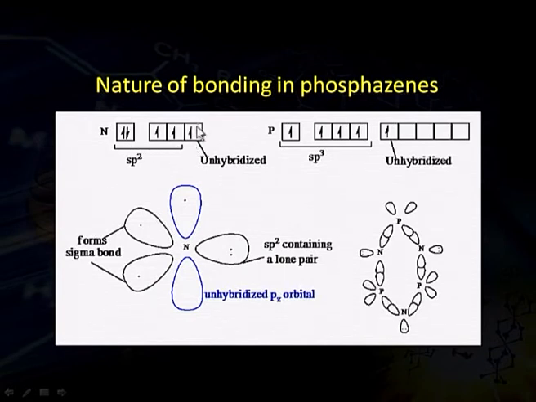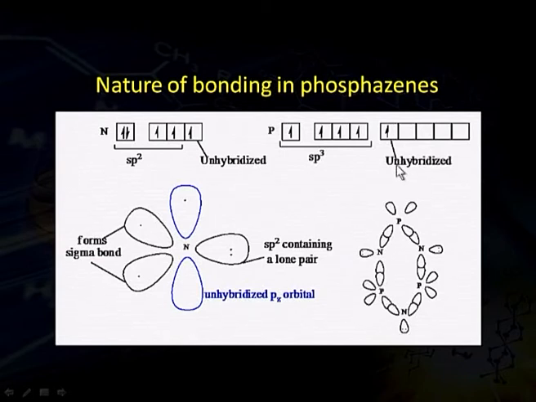Similarly, in phosphorus we can see the 5 valence electrons. The phosphorus also uses its d orbital system. The 4 electrons, the one in the s orbital and 3 in the p orbital, mix together to form sp3 hybridized orbitals, and the electrons are present in these 4 sp3 hybrid orbitals. The 5th electron, which is present in the d orbital, is unhybridized. This we can see from this figure.